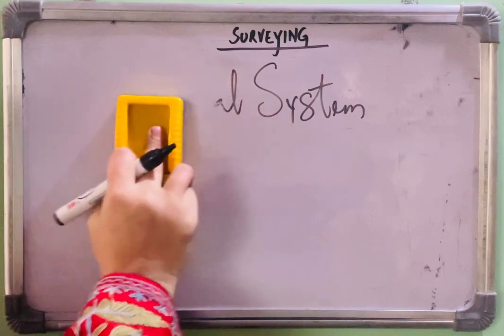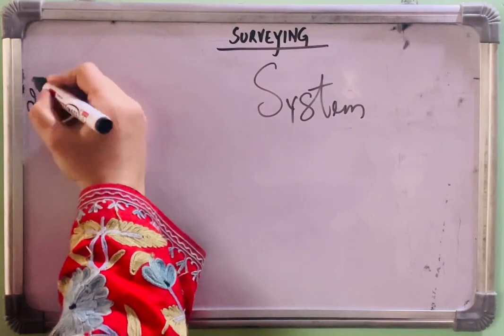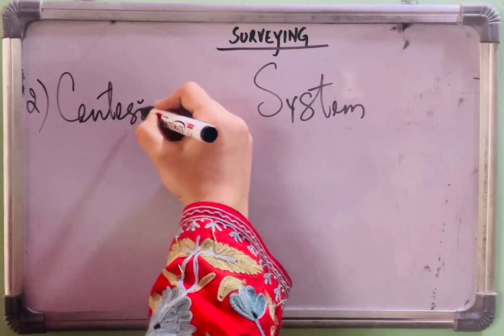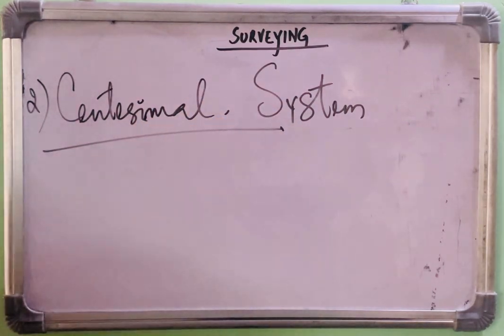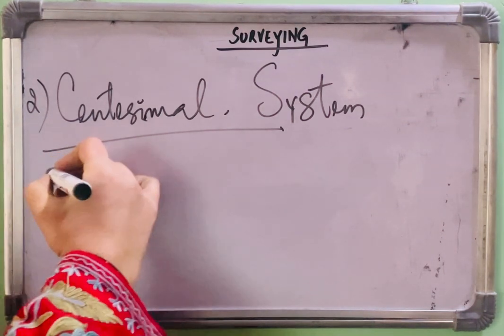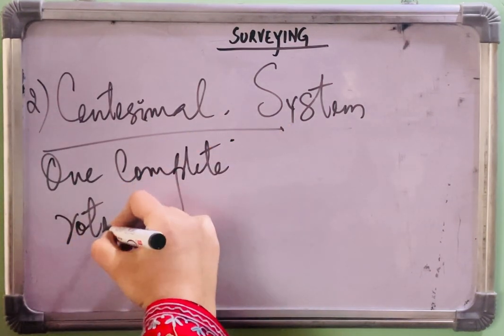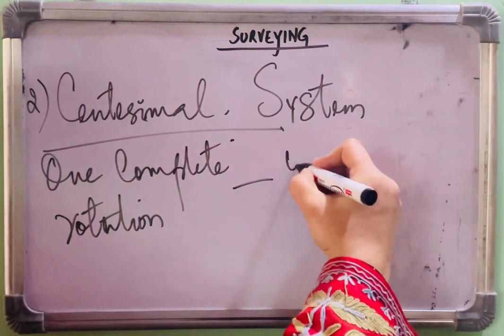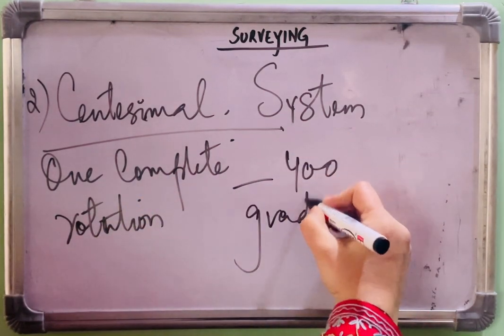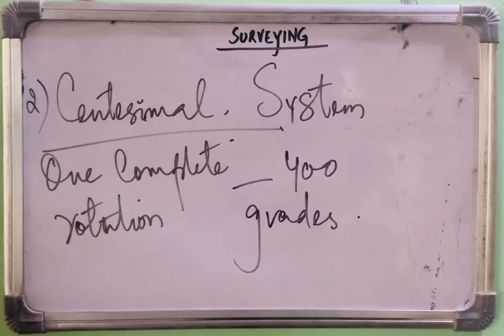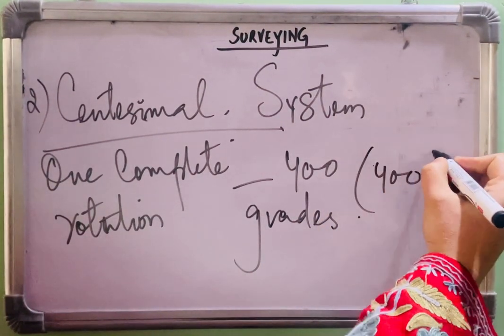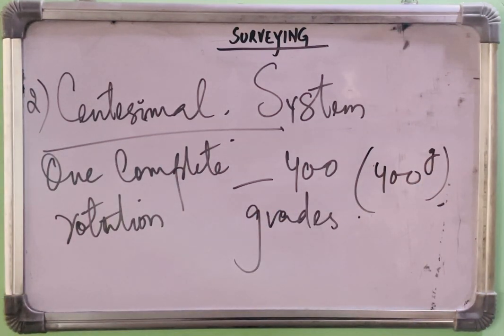The next one is the centesimal system. This system is common in most of the countries of Western Europe, and in this system one complete rotation is divided into 400 grades. The grade is further subdivided into centesimal minutes and centesimal seconds.